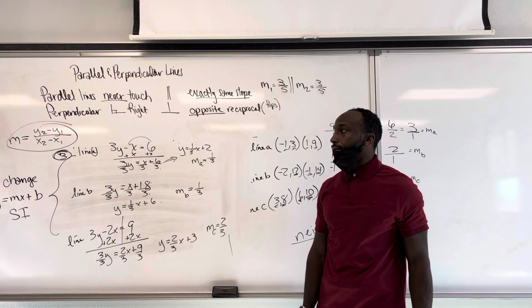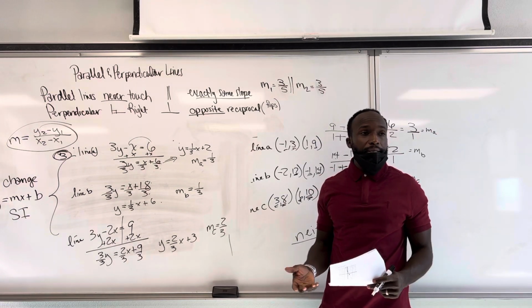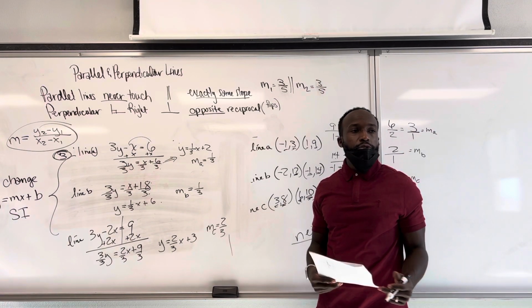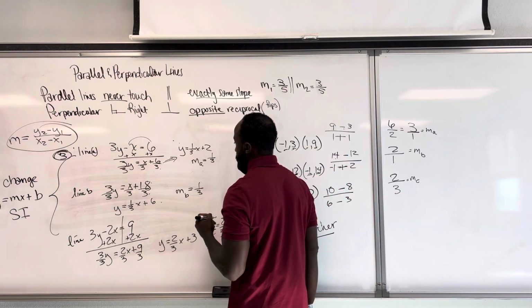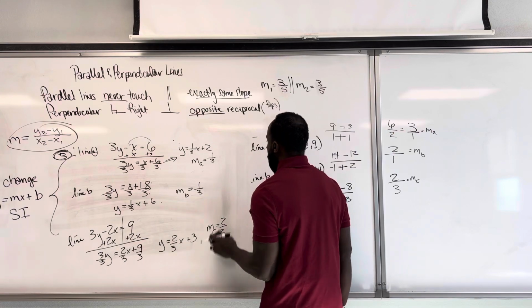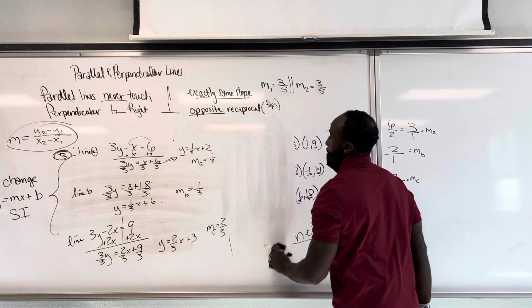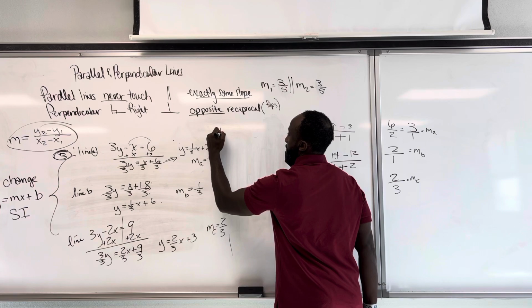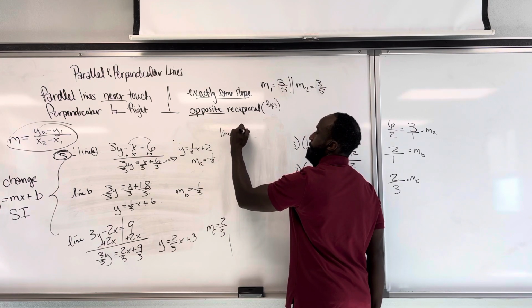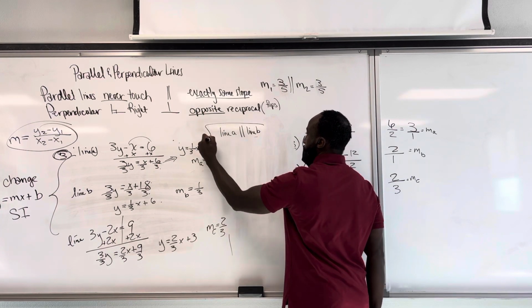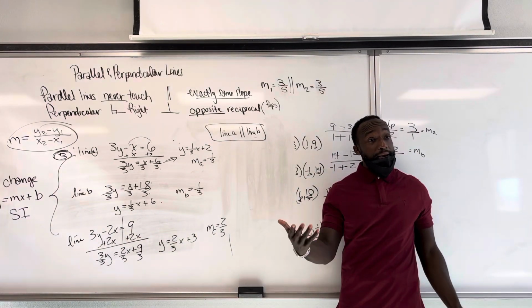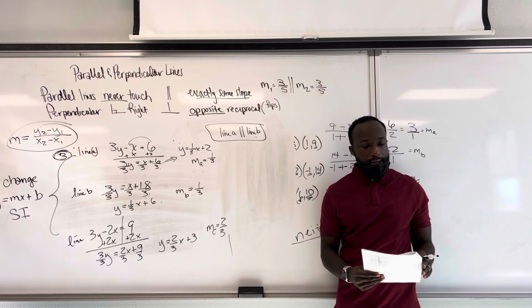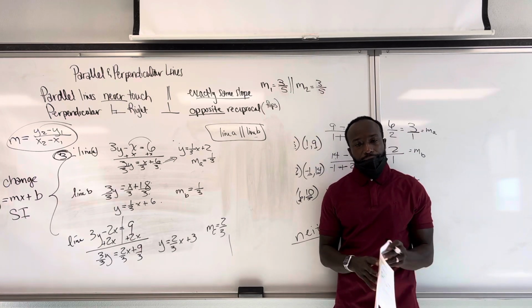Now, line A has a slope of 1/3, line B has a slope of 1/3, and line C has a slope of 2/3. So, are they parallel or perpendicular? Who's parallel? The A and B. A and B are parallel. Right. Good. So, we can say line A is parallel to line B. Good. Right. Because parallel means the slopes are the same. Okay? Let's look at some perpendicular examples.